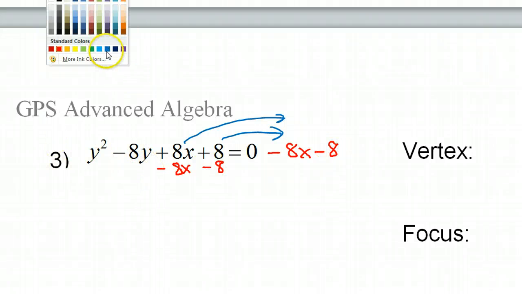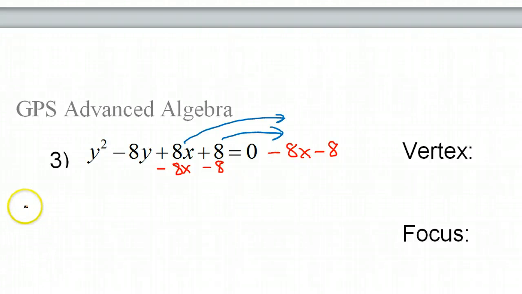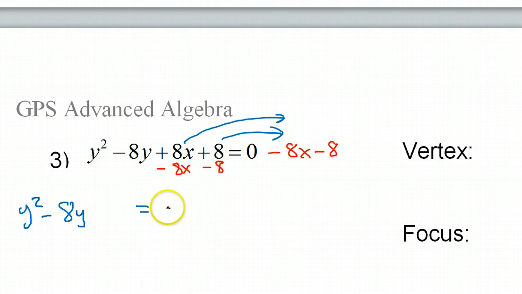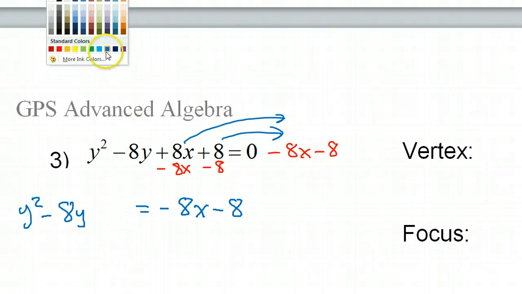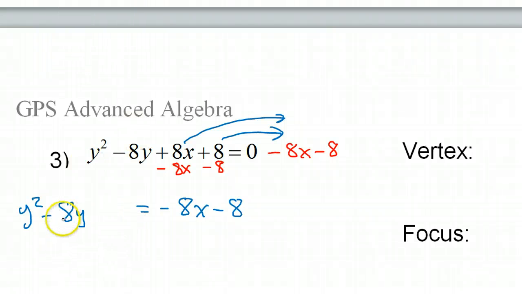Okay, so that is going to leave me with my y squared minus 8y. Leave a space. And that's going to equal negative 8x minus 8 over here. Now, this is the part where you complete the square. Half of 8 is 4. 4 squared is 16. So I'm going to add 16 over here. And to balance it out, I will add 16 over here as well. There is no coefficient that I have to distribute, so it's just 16 on both sides.